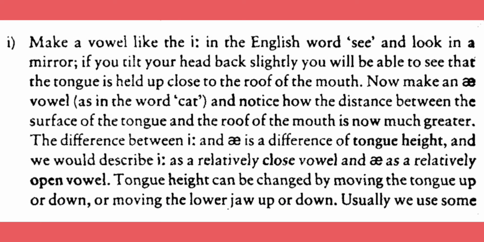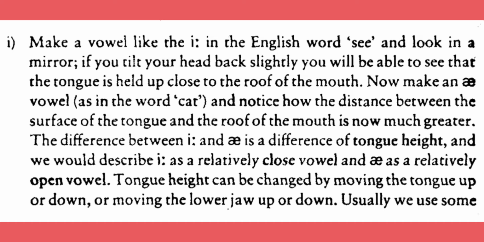Make a vowel, the ee in the English word see, and look in the mirror. If you tilt your head back slightly, you will be able to see that the tongue is held up close to the roof of the mouth. Now make an a vowel as in the word cat, and notice how the distance between the surface of the tongue and the roof of the mouth is now much greater. The difference between ee and a is a difference of tongue height, and we would describe ee as a relatively close vowel and a as a relatively open vowel.